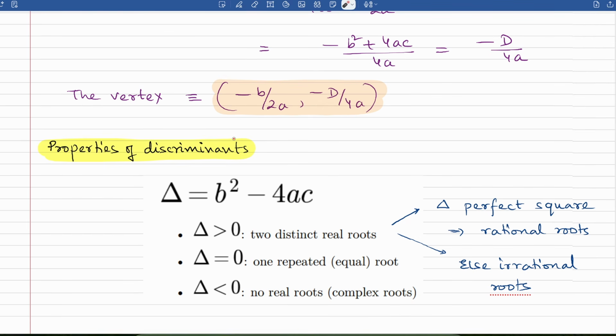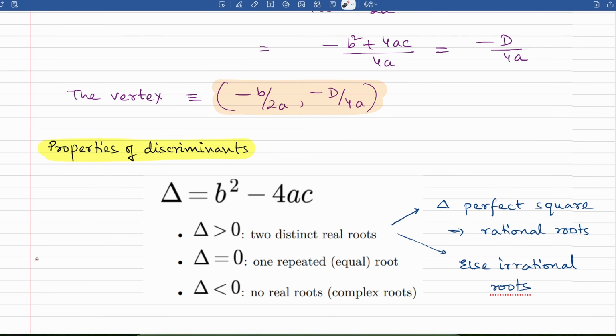If the discriminant is greater than 0, then the quadratic equation has two distinct real roots. If the discriminant is a perfect square, then the roots will be rational, else you will have irrational roots and they will occur in conjugate pairs. If discriminant is equal to 0, then you are going to have one root with multiplicity 2, that is equal roots. If discriminant is less than 0, then there are no real solutions or conjugate complex roots.